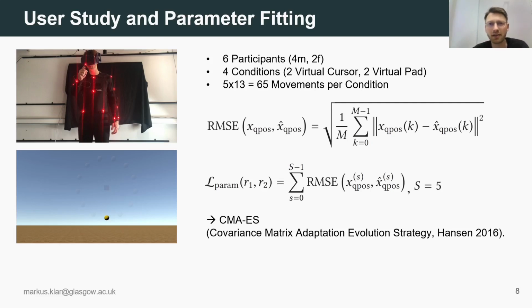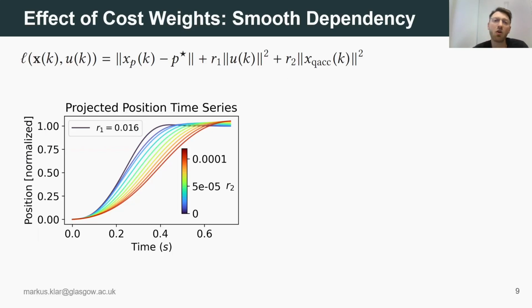Now that we have the cost weights in place, we also wanted to know how much impact those have on the actual simulation trajectory. So in this example of the joint acceleration cost, we can see here the projected position time series of the cursor. When we fix the effort term weight R1 and increase R2 over time, you can see that the movements become slower and slower as expected, but also the overshoot increases, which is probably due to the fact that slowing down the joints also increases the cost.